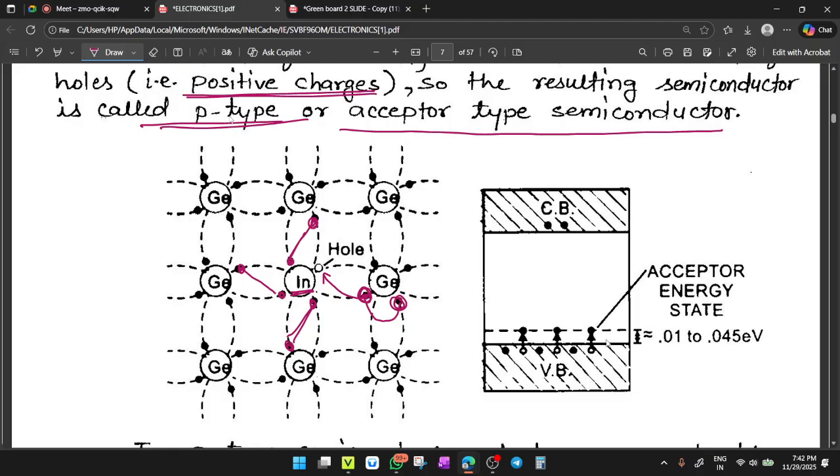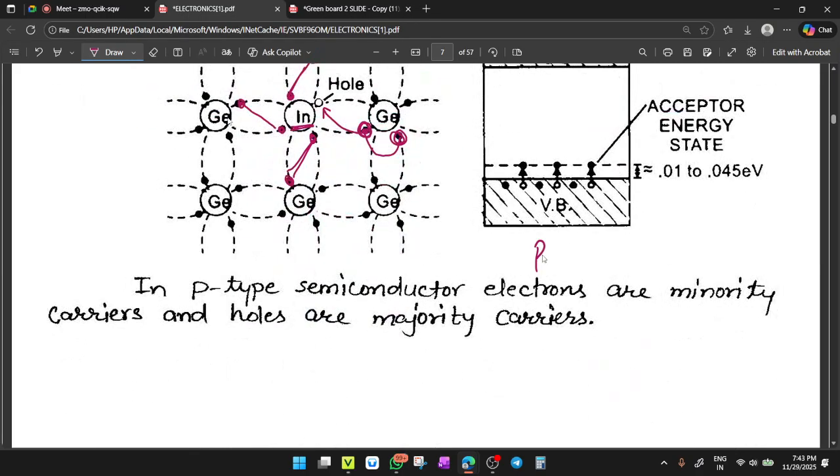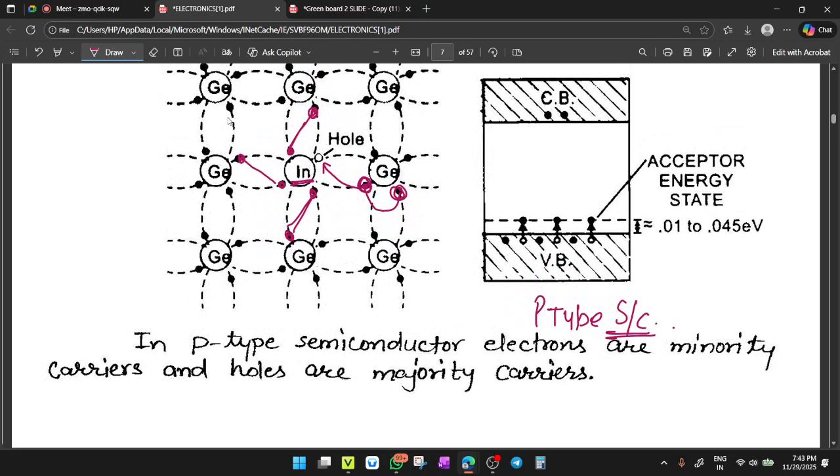So just above the valence band, there is an acceptor energy state. This is a diagram for a p-type semiconductor. Clear? There is an acceptor energy state. Why? Because the transiting electron will occupy these holes having some energy greater than the valence band energy. So they will create their own level that is called the acceptor energy state. So in a p-type semiconductor, electrons are minority carriers and holes are majority charge carriers.